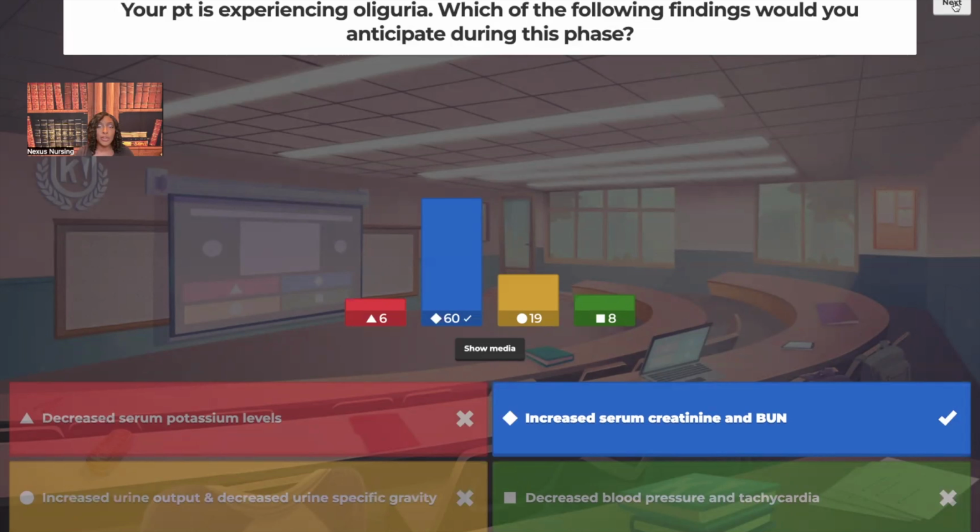Next, increased urine output. Literally, oliguria is decreased or no urine, right? So it can't be increased urine output. It would be decreased urine output. That's wrong. And decreased urine specific gravity, guys, if the patient has oliguria, the little bit of urine that patient does release is going to be concentrated. So the urine specific gravity is going to be increased, not decreased. So that's wrong. And then last, decreased blood pressure and tachycardia. Think about it. If the kidney's not working the way it's supposed to be working, it's not releasing urine. Patient's got oliguria. They're not urinating the way they're supposed to be. They're going to be holding on to fluid. If anything, the blood pressure would be what? Increased.